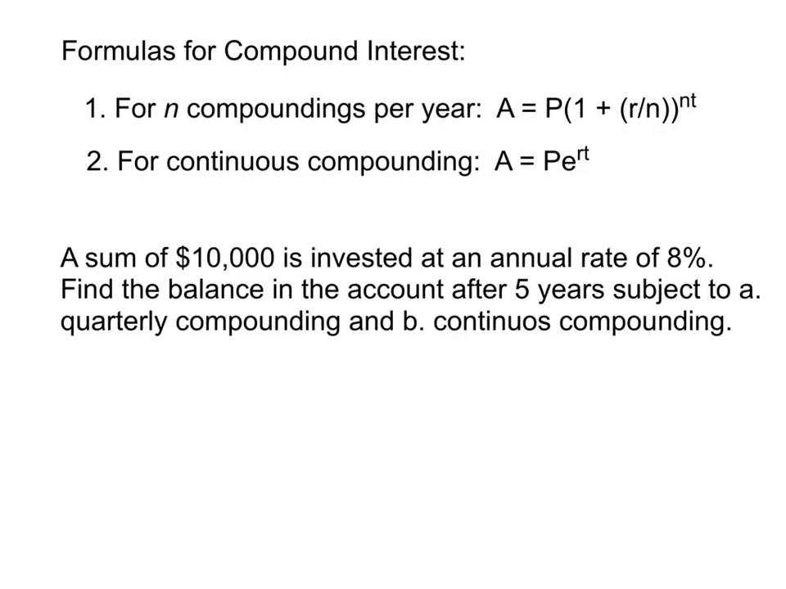Now I would like you to do the following problem. A sum of $10,000 is invested at an annual rate of 8%. Find the balance in the account after 5 years, subject to A, quarterly compounding, and B, continuous compounding. Please post your answer in the Dropbox, and we'll talk more about this next time.